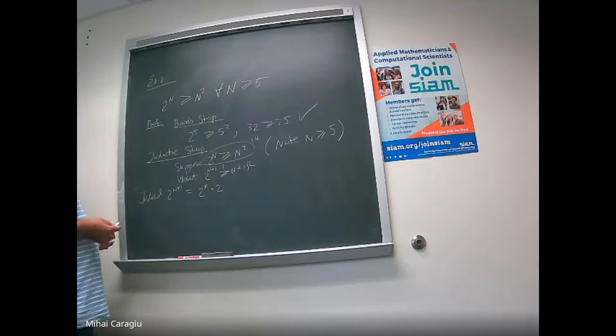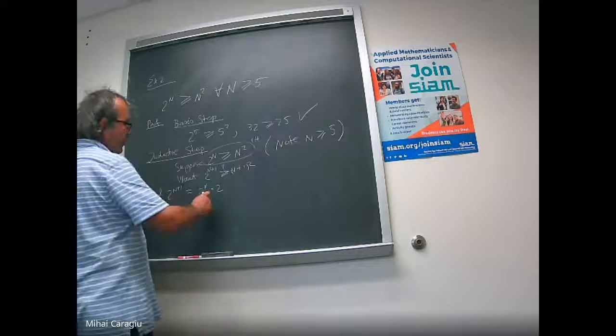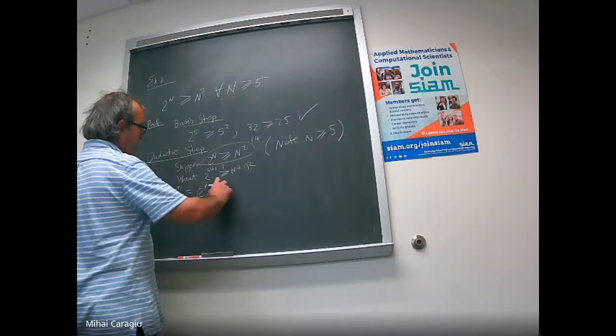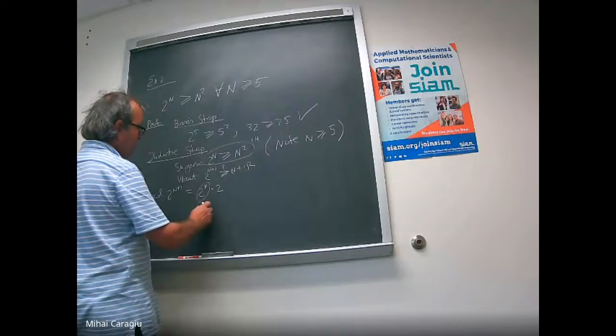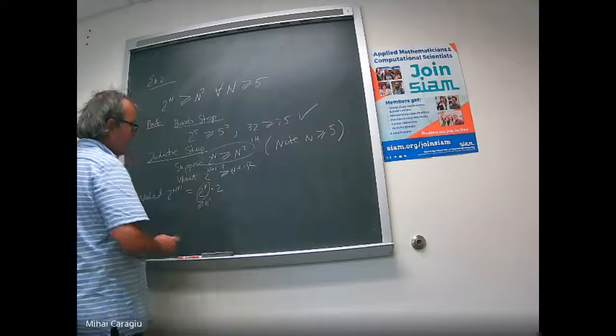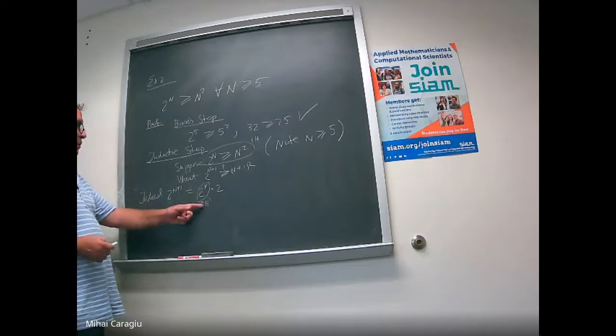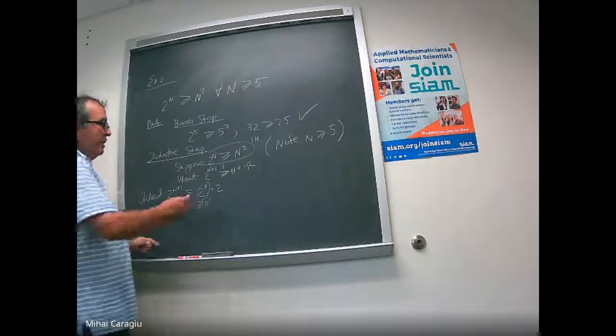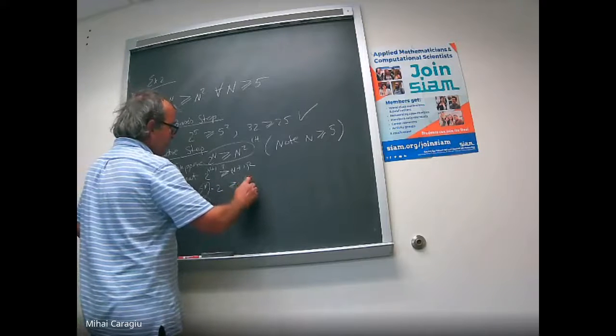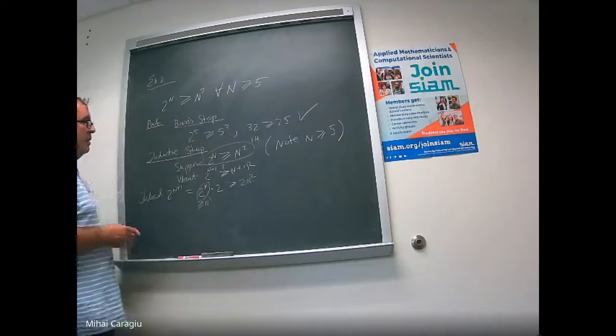It's kind of obvious, but now use the inductive hypothesis. 2 to the power n, we already assume that is bigger than or equal to n squared. So 2 to the power n being bigger than or equal to n squared, we multiply by 2. This will be bigger than or equal to 2n squared.